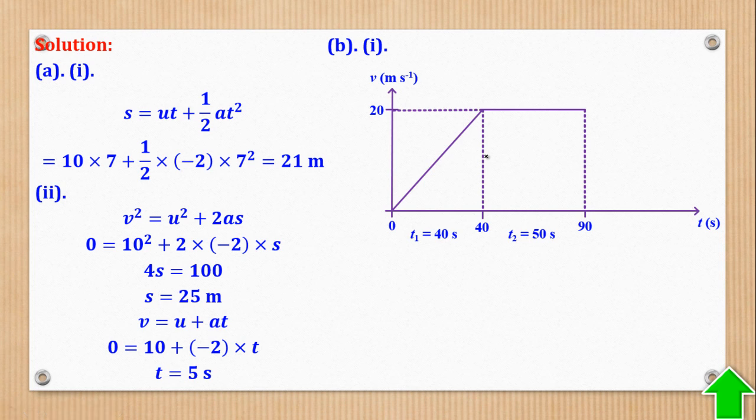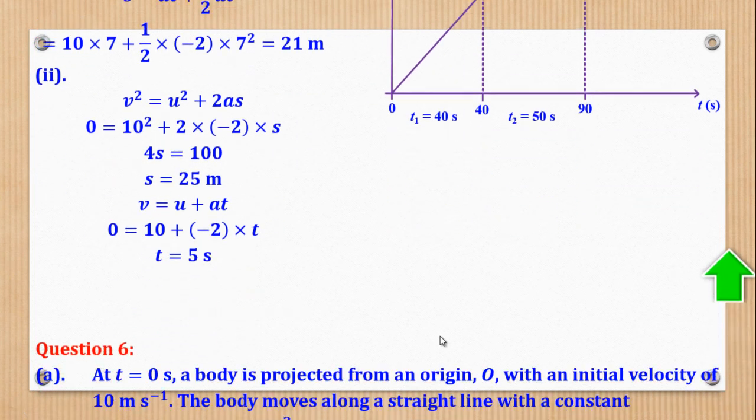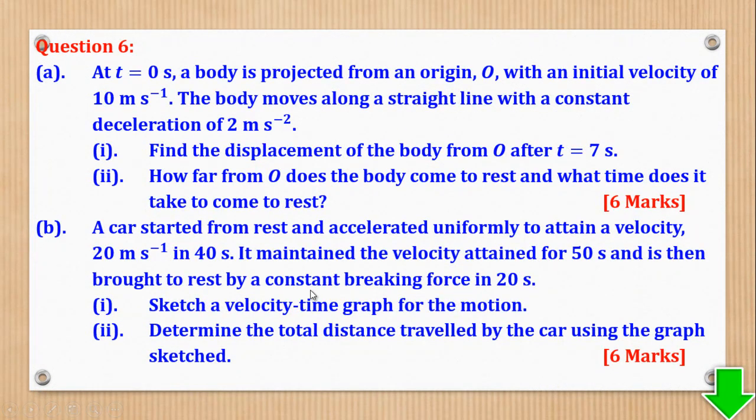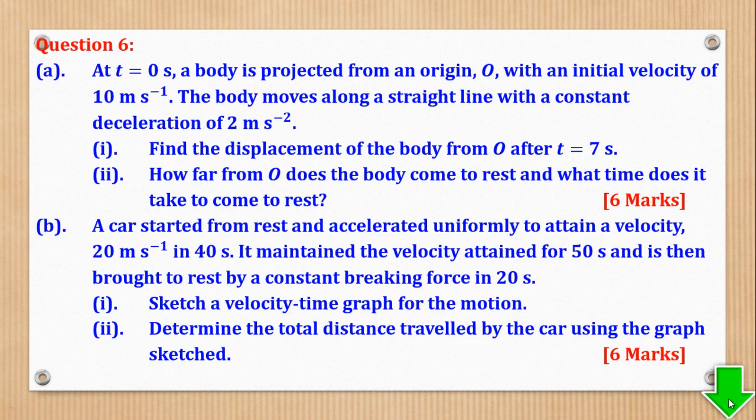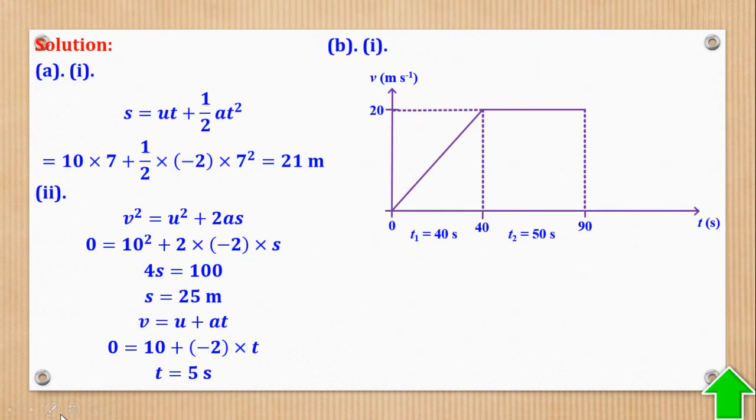Then from there they said it is then brought to rest by a constant braking force in 20 seconds. Brought to rest, meaning that the final velocity is 0. And that happened in 20 seconds. So 20 plus 90 is 110. And that's what they wanted.